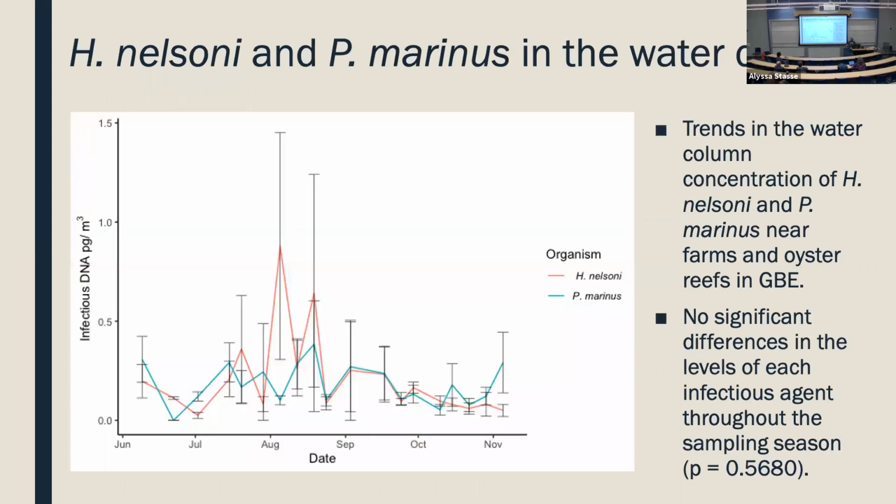And this is what I found. This is all of the 2 data sets, so the H. nelsoni and P. marinus plotted out regardless of natural reef or farm. I found that while H. nelsoni seemed to have some peaks, which are more abundant than P. marinus, there was no significant difference between the 2 diseases. So in the water column, those diseases are acting the same, they're moving the same, and they're at approximately the same levels.